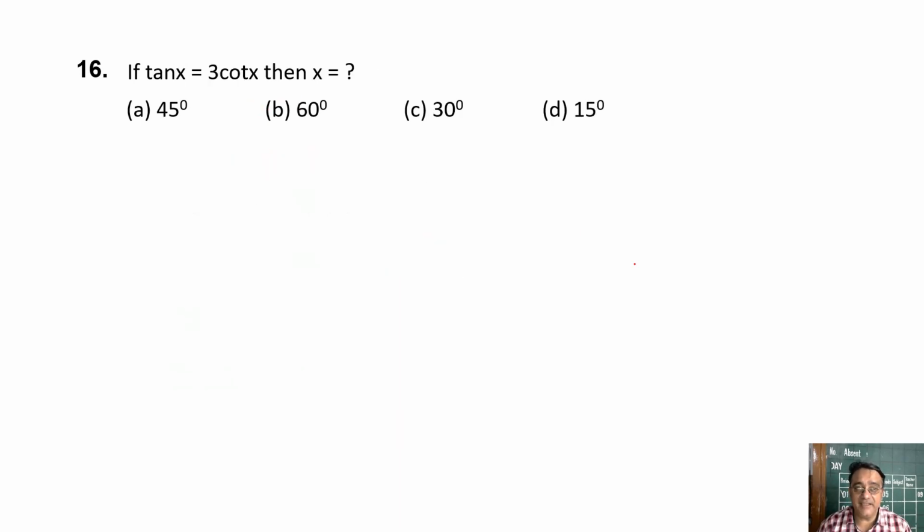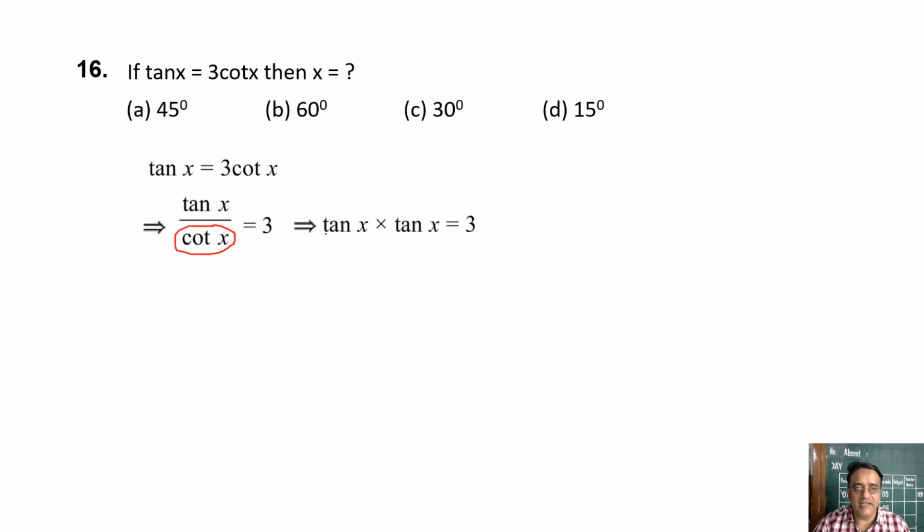If tan x is equals to 3 cot x, then x is equals to dash. So first we will shift cot to this side. Right, so tan x upon cot x will be there. What is 1 upon cot x? Tan x only. So tan x into tan x is equals to 3. This is clear? Yes, sir.